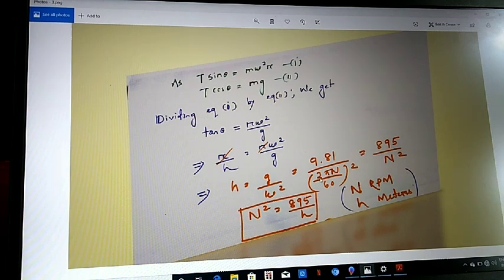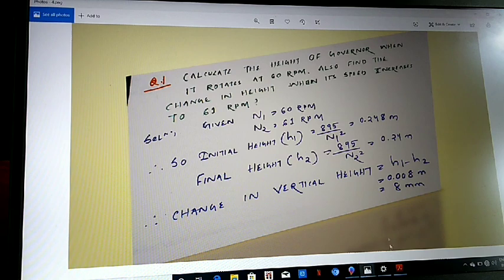This expression is similar to the expression we found previously. The expressions are similar, only the process is different. You can find the height of the governor by either of these two methods. If you feel convenient with the previous method, you can use it, and if you feel confident with this method, you can use this method. So let us solve a problem regarding this.